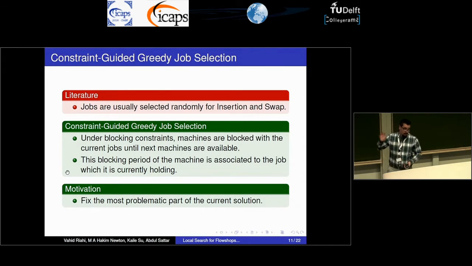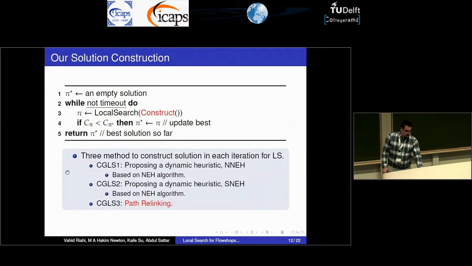So for this reason, we propose a greedy job selection. We first calculate all the blocking created by each job, and those jobs that create more blocking should have more priority. There are more details in the paper on how this greedy job selection is used in insertion and swap.